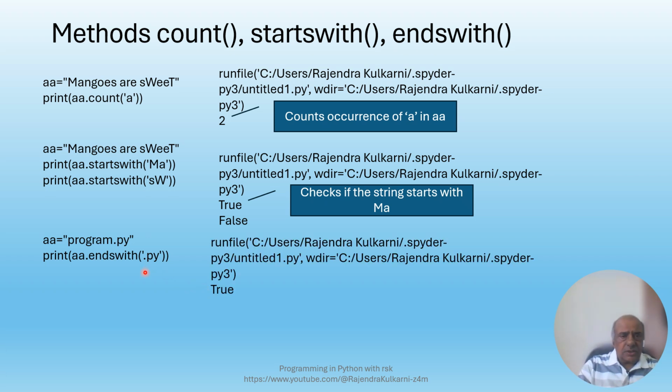Endswith tells us whether the string ends with whatever string we have given. A dot endswith dot py. In this string a, since dot py is actually ending the string, we get true as the output.